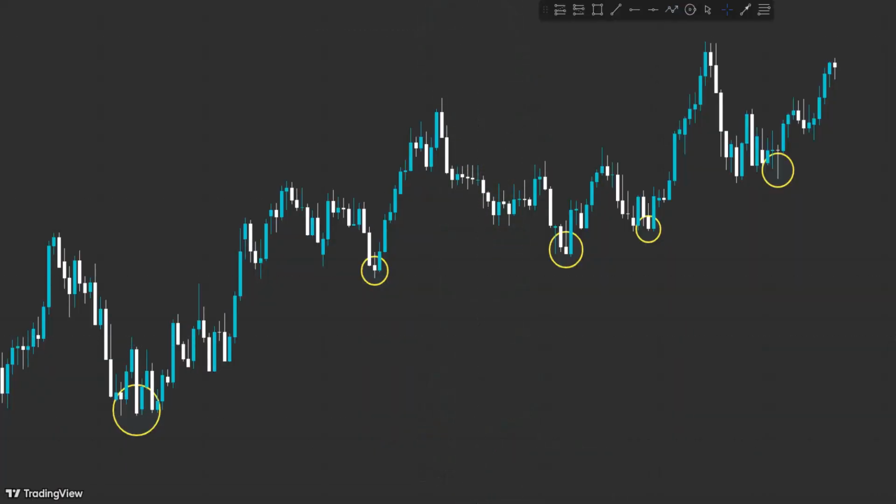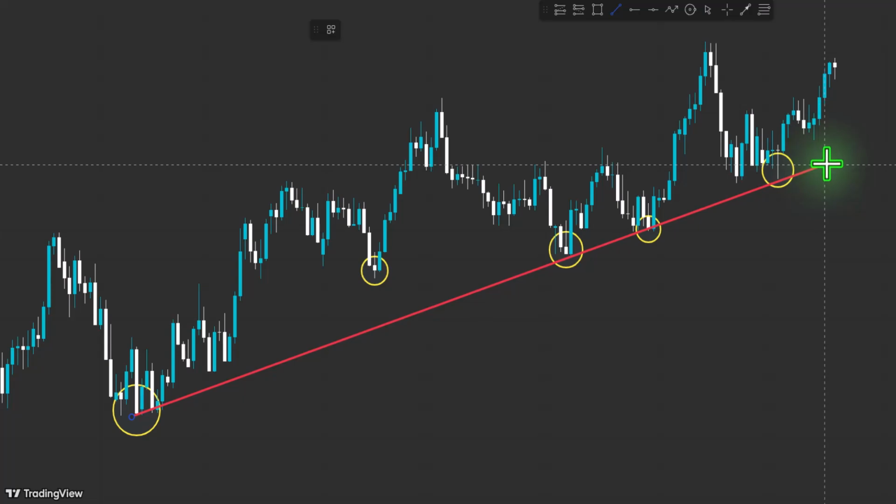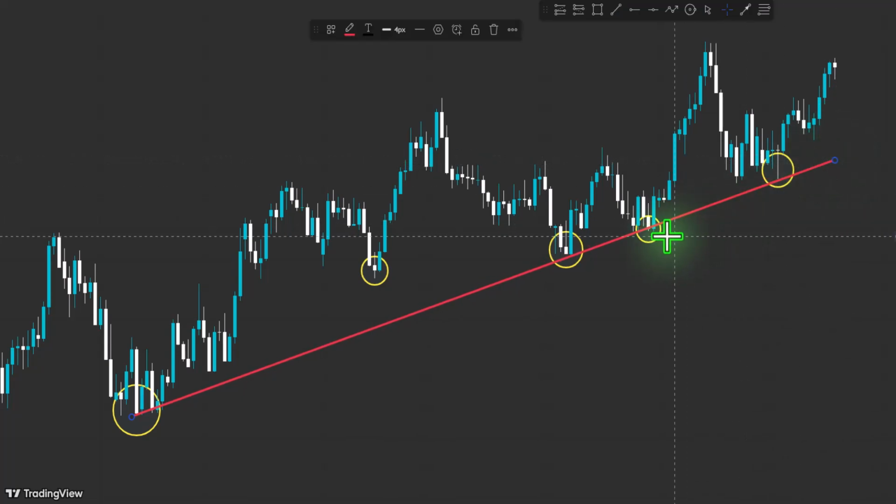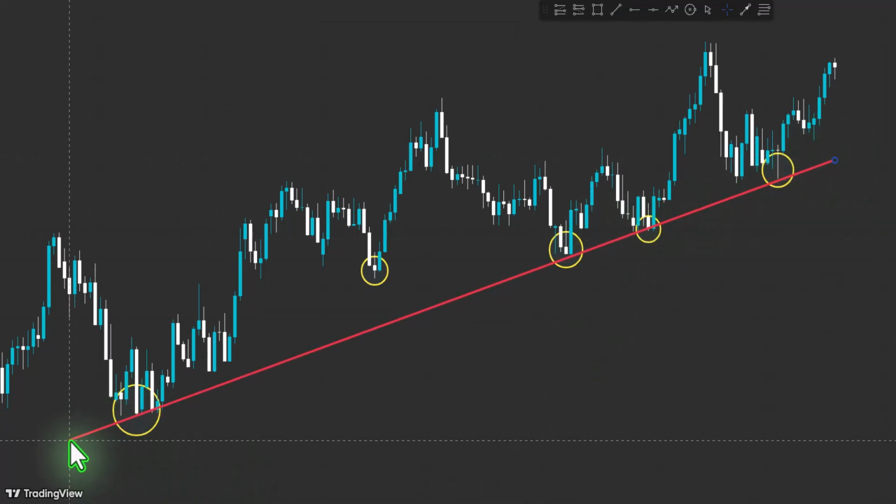Once you've spotted them, simply draw a straight line connecting them, and boom, that's your trend line. Now that we've got that down, let's move on to how to actually trade using trend lines, because this is where the real magic happens.